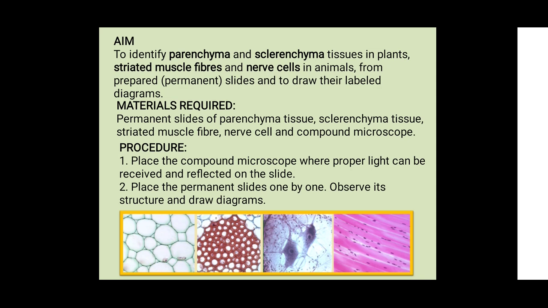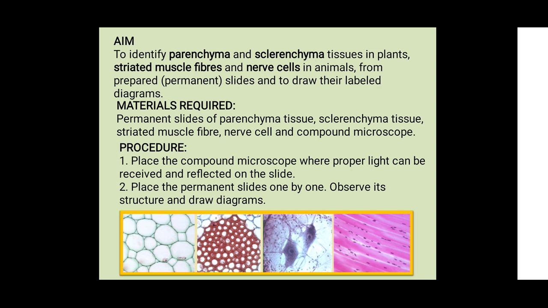Then comes the procedure. Now here the steps for procedure in the textbooks are written like they are orders. Do this, do that. But when you write it in your textbook, you have to write it as if you have actually done it. So, for example, you will write, placed the compound microscope where proper light could be received and reflected on the slide. So, you have to change it as if you are doing it yourself. The second point is, place the permanent slides one by one and observe the structure and drew the diagrams.